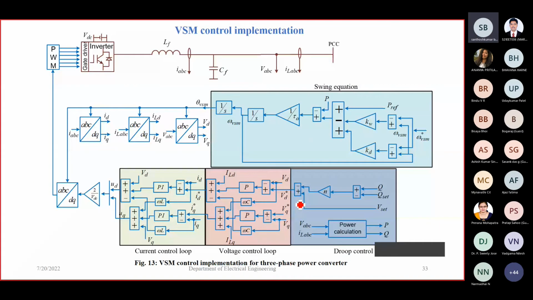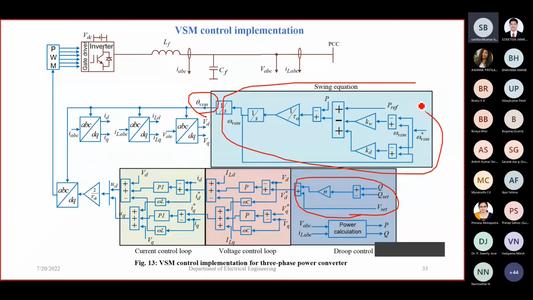The frequency reference is like droop control, but here we are changing theta VSM, or the F reference is changing by using the swing equation. That's why we call it a virtual synchronous machine or the swing equation based control. From figure 13, we can understand the VSM control implementation for a three-phase power converter. And I think no need to explain anything.